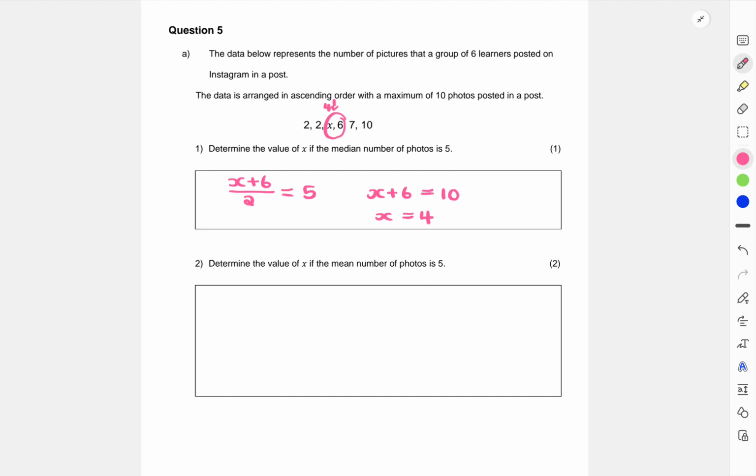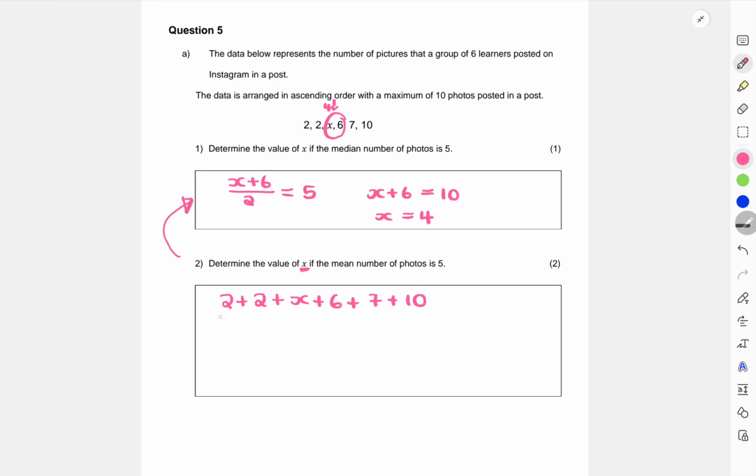Determine the value of X if the mean number of photos is 5. So the mean now is if I add them all together. So again, X can have a different value now. They say to you, determine the value of X now if the mean number of photos is 5. So I can't go and find the X or use the X there. They say to you, determine the value of what X would be now if the mean number of photos is 5. So again, I'm going to add it all.